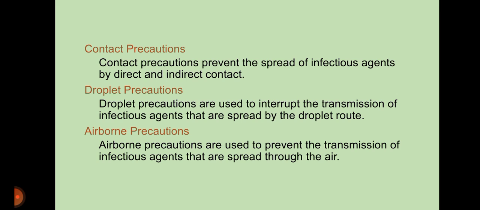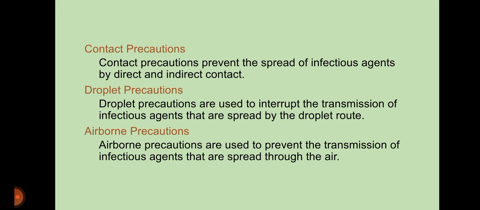And the second is the droplet precautions. Droplet precautions are used to interrupt the transmission of infectious agents that are spread by the droplet route. So similar to contact precautions, the key components of droplet precautions include hand hygiene, PPE, patient placement, equipment, patient transportation, and visitor management.